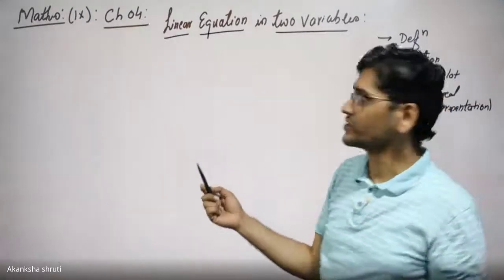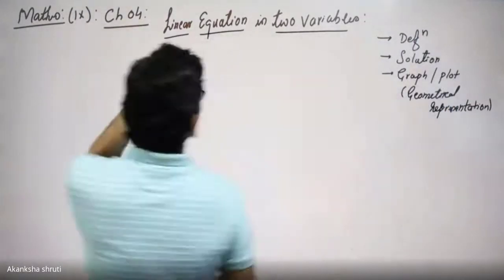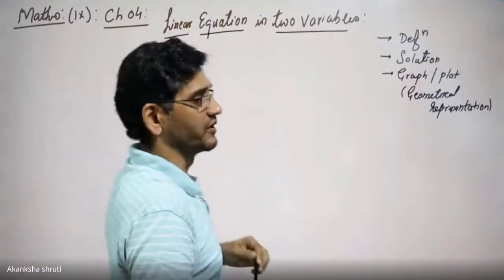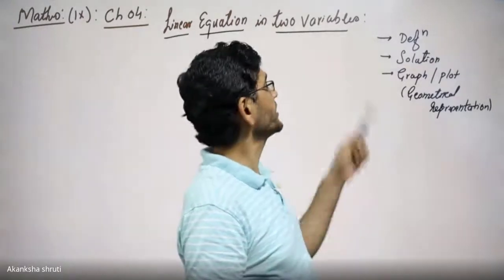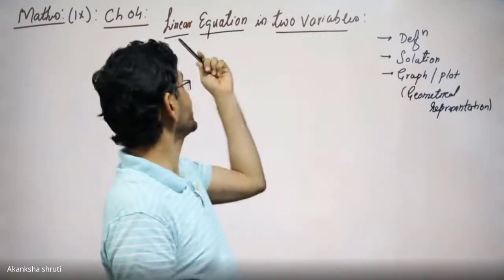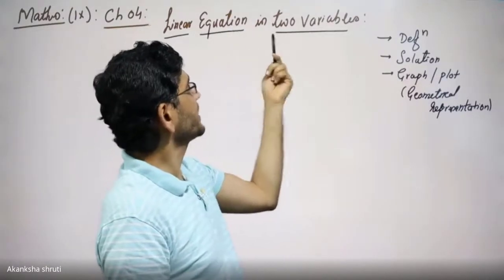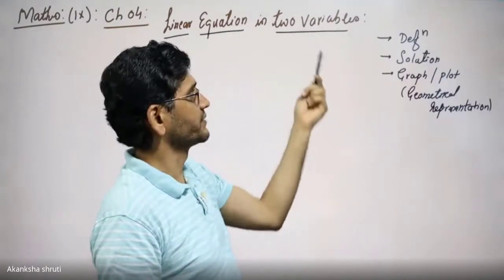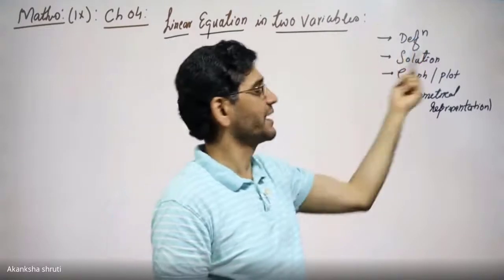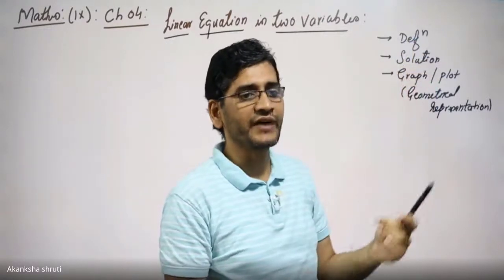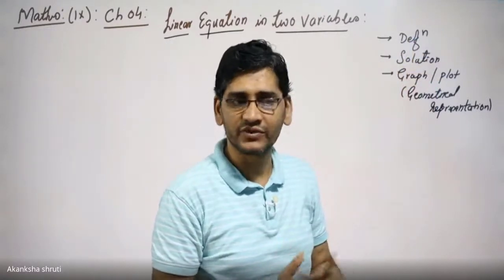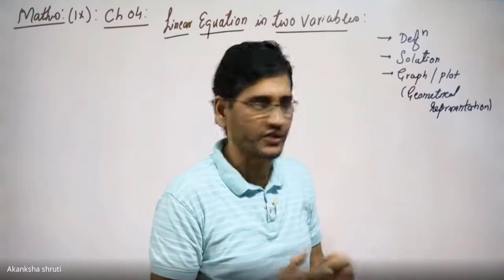Today we are going to start our new chapter, linear equation in two variables. Here we have to learn about the definition, why it is called linear, how it is an equation, and how it is two variable. We have to understand the definition and how to identify whether the given equation is a linear equation in two variables or not.